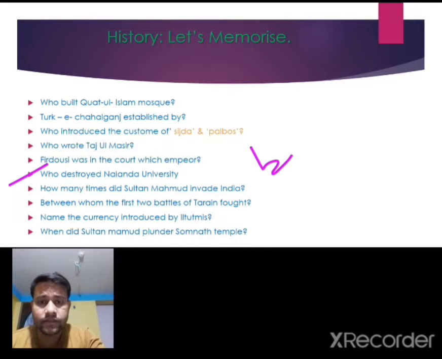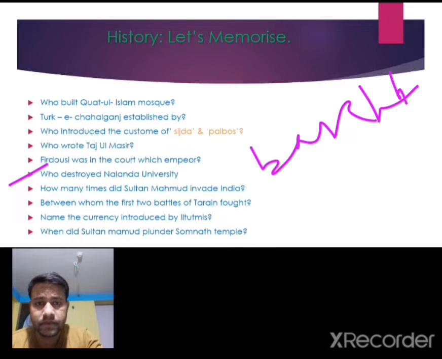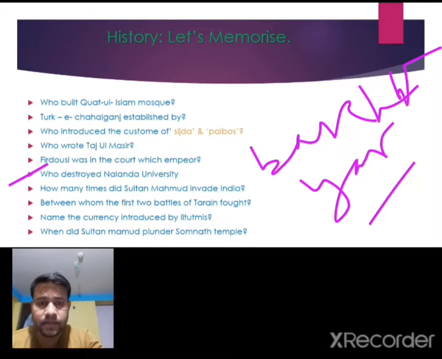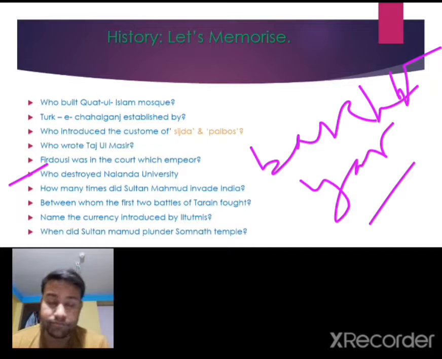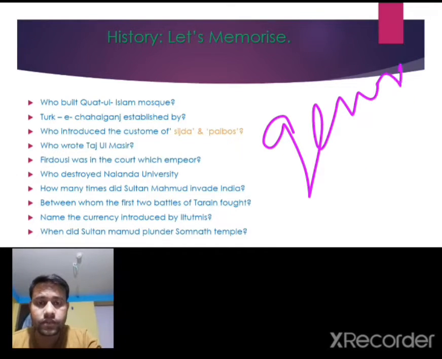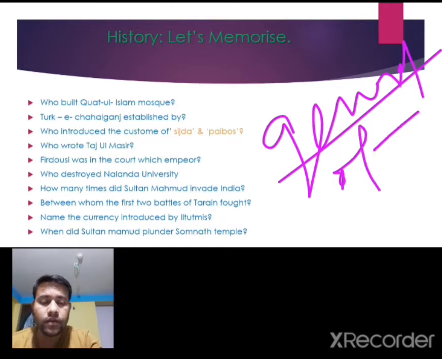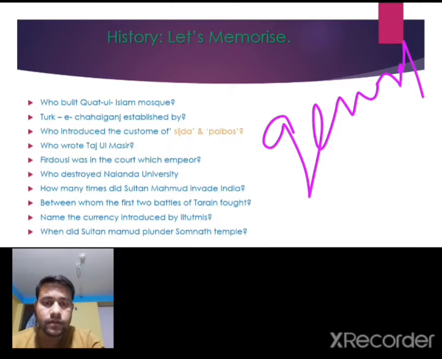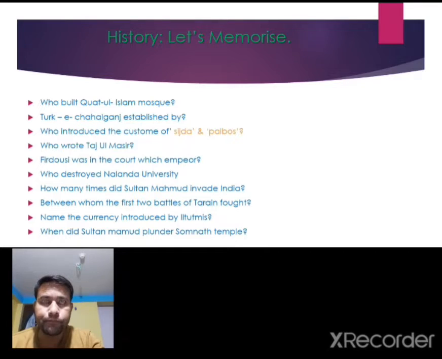So Bakhtiyar Khalji, ये डेंजरस नेम यार, इतना बड़ा नाम किसी का हो सकता है क्या? नहीं, इख्तियारुद्दीन मोहम्मद बिन बख्तियार खलजी. So some information regarding this man, he was a general of... किसके जनरल था? General of Mohammad bin Sam, भूल गया यार, किन का जनरल था?